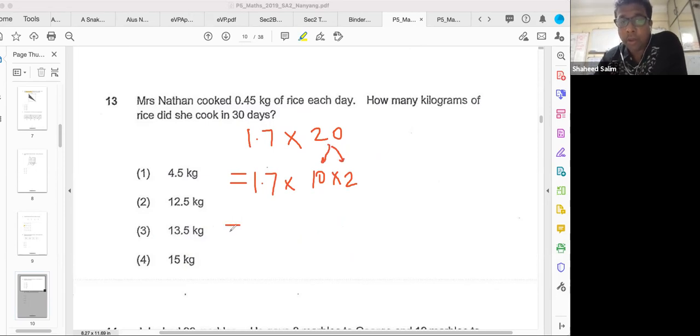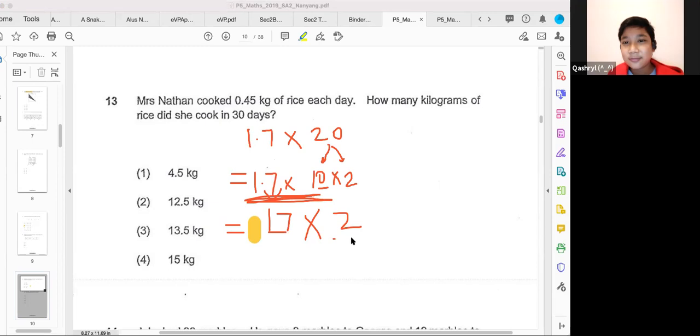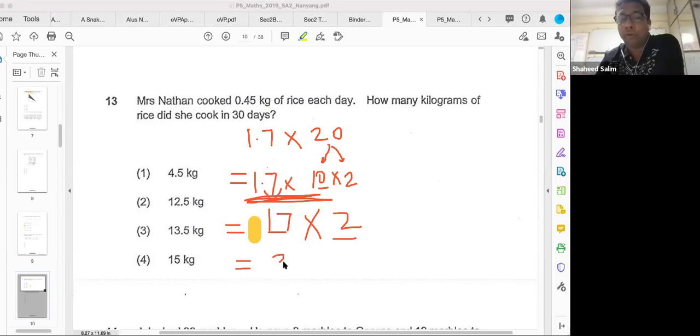So now, what do I do with the 10? When you do 1.7 times 10, you shift one decimal place, because there's one zero. So it becomes 17. Now what is the balance you need to do for the multiplication? 17 times 2. Because you already did times 10, 1.7 times 10 gives 17. Then times 2, you get 34.